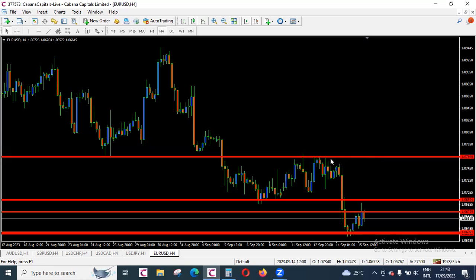This will be the next target. So that's my take on Euro USD. Buy above this zone. You should consider selling below this zone. You could also apply Fibonacci.